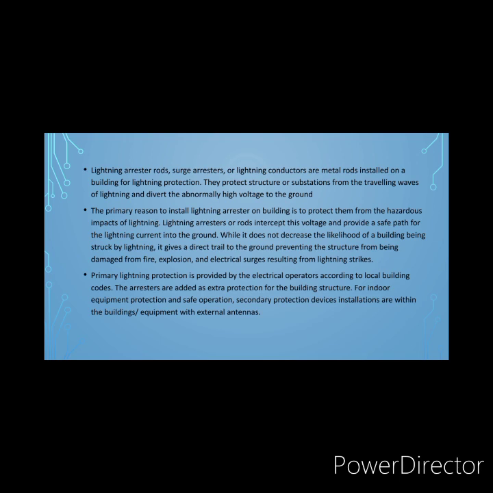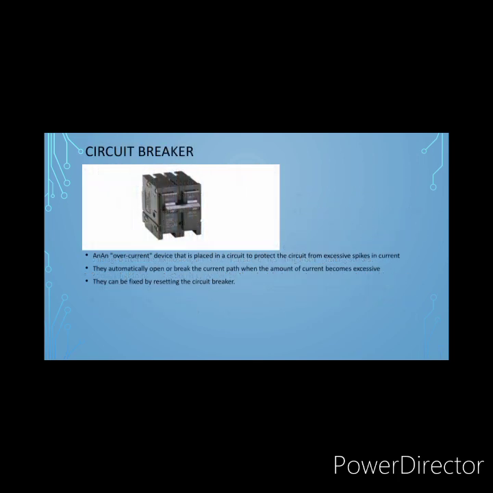Primary lightning protection is provided by the electrical operators according to local building codes. The arresters are added for extra protection for the building structure, for indoor equipment protection, and safe operation. Secondary protection devices or installations are within our buildings, equipment with external antennas. So, ang sunod natin ay yung circuit breaker. Yung kagaya nung nabanggit natin kanina, yung circuit breaker ay nag-automatically break kapag magkakaroon ng short sa circuit.